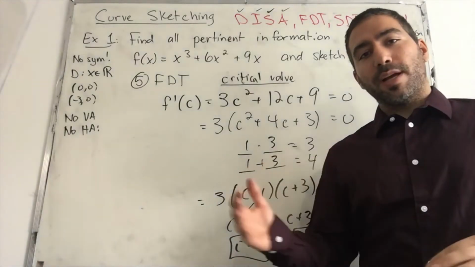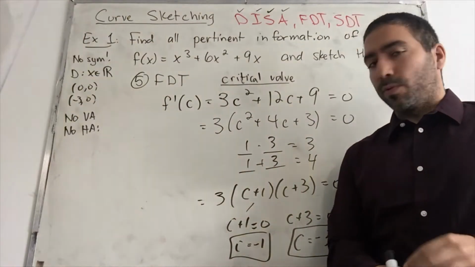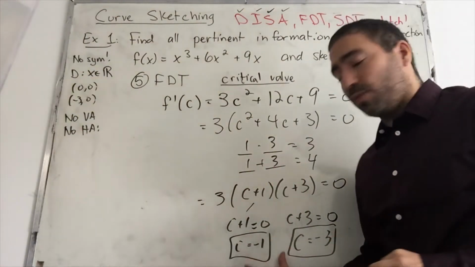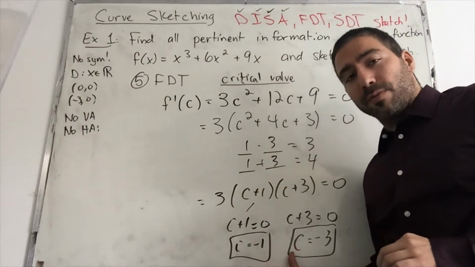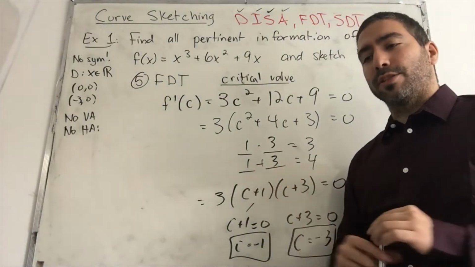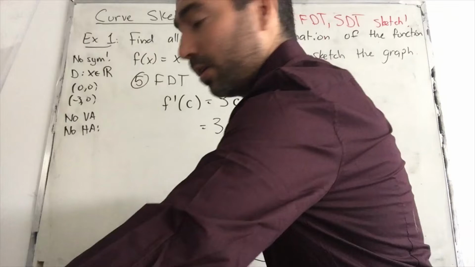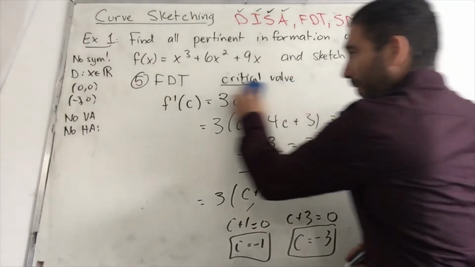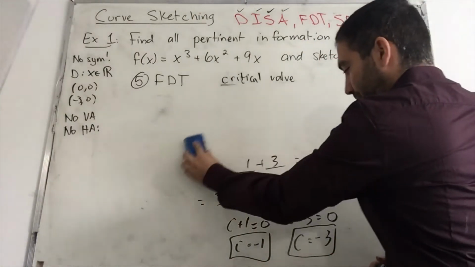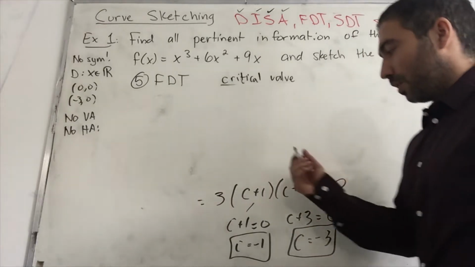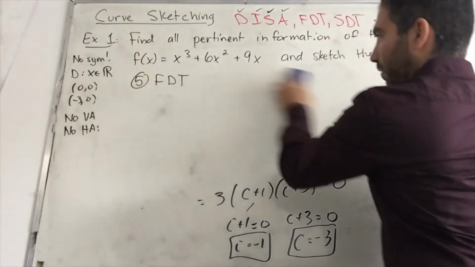Now we create our number line and see the intervals for which it's increasing and decreasing, and at the same time we have to identify whether at these critical values we have a local max or a local min. That's our job, or a saddle point. So let's go ahead and do that. Let me erase. Critical values.